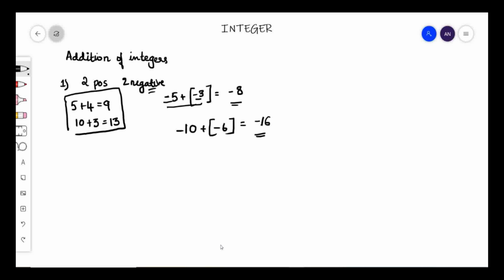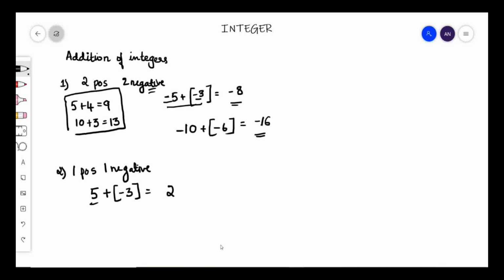Okay. Now what is the case when there are different numbers? So one positive and one negative number. How are we supposed to add? So let me take an example. Let 5 plus minus 3. So if we are asked to add two different integers, like a positive integer and a negative integer, what we are supposed to do is subtract and put the sign of the bigger number. So here 5 minus 3. 5 minus 3 would be 2.